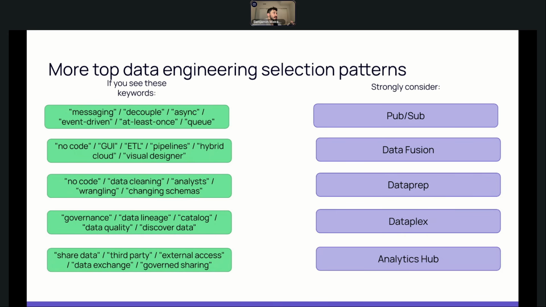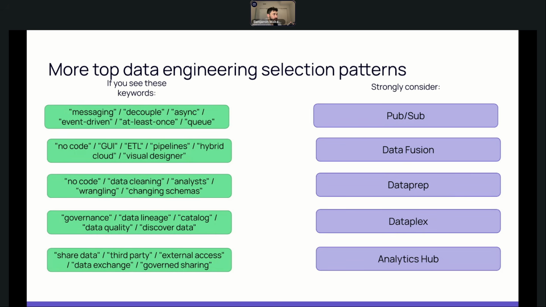Dataprep is, again, a no-code solution, so that points toward either Data Fusion or Dataprep. But Dataprep is specifically for data cleaning and wrangling, and it's for analysts or even business people who are a little bit technical, and they want a way to clean or prepare the data. That points toward Dataprep.